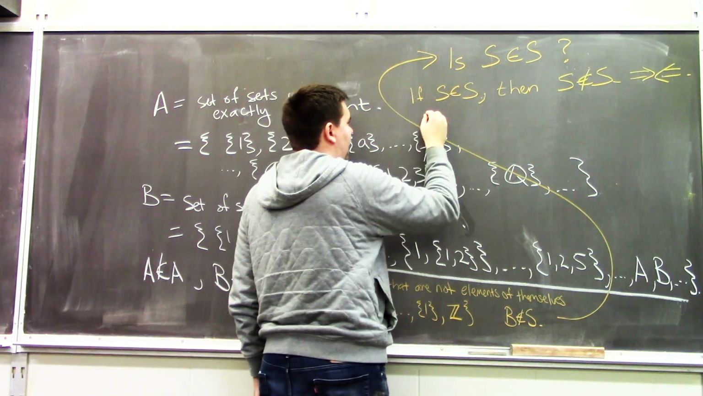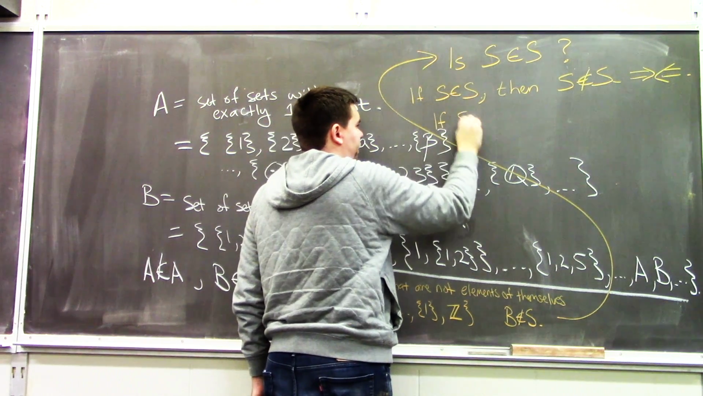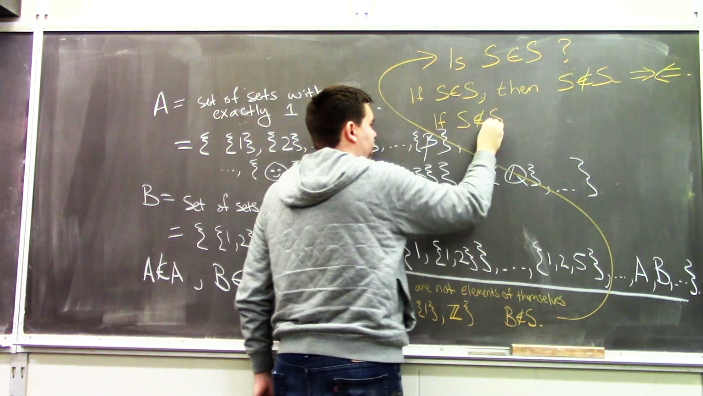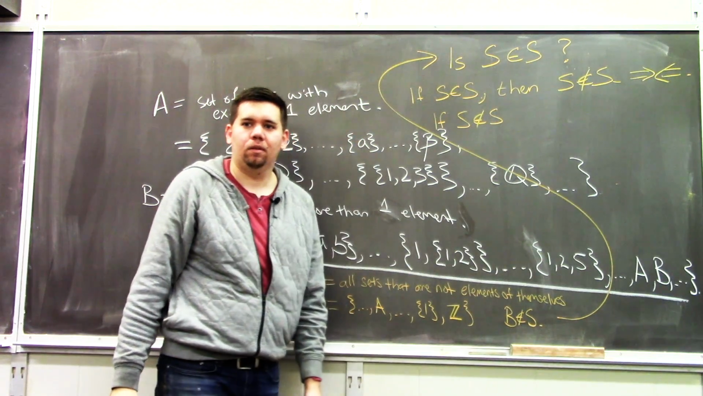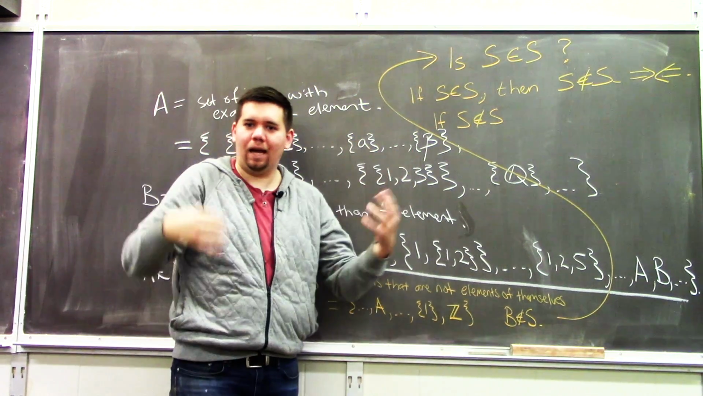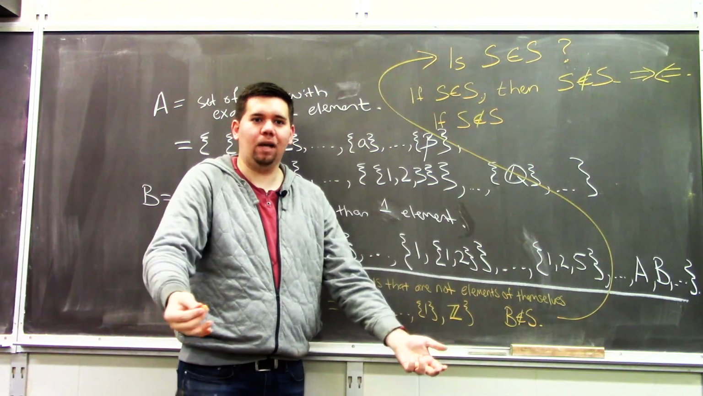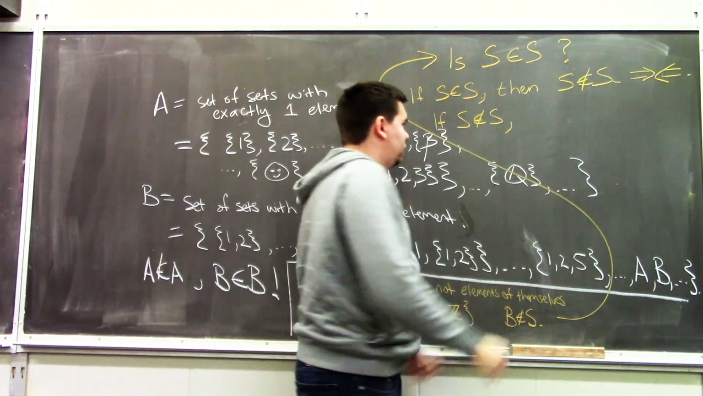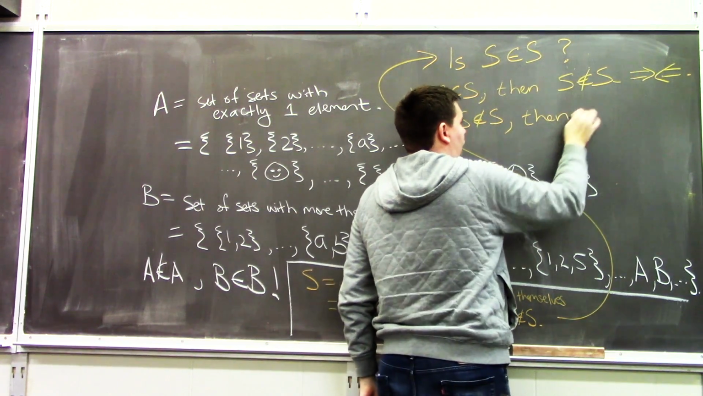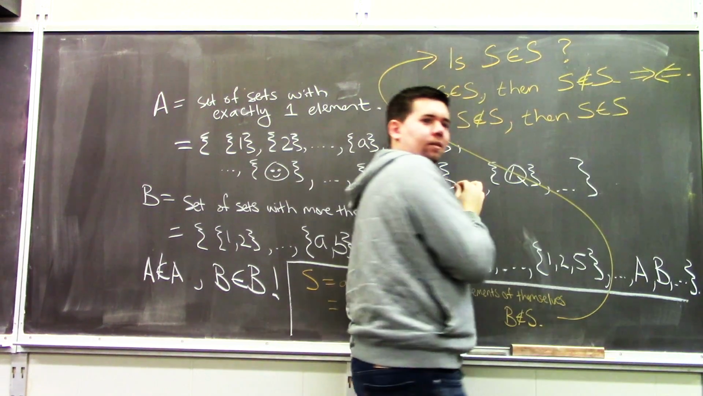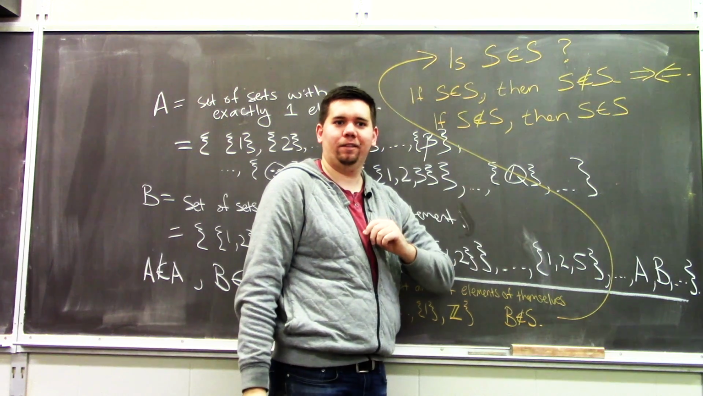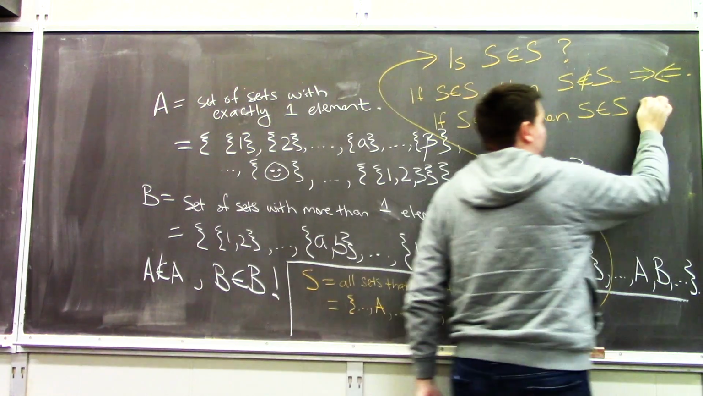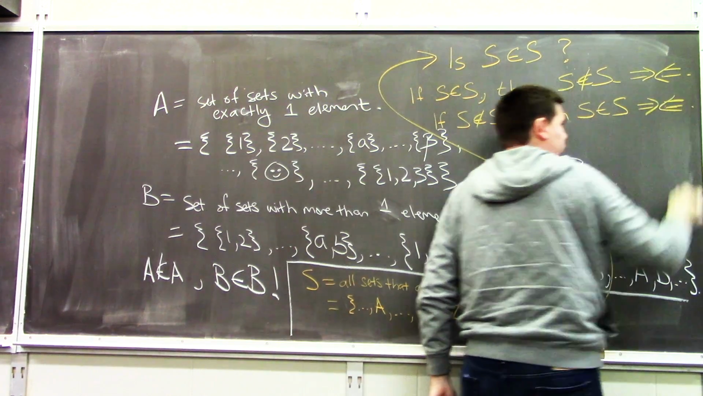So instead, let's ask, well, what happens if S is not an element of itself? Oh, then S is one of these nice sets that is not an element of itself. And we said that S is made up of all those nice sets. So hence, S should belong to S. S should be an element of S. Uh-oh. Contradiction.